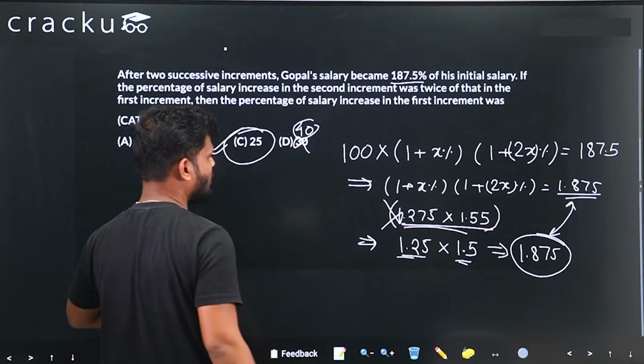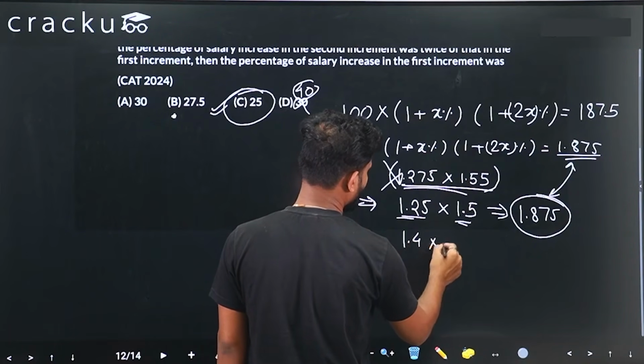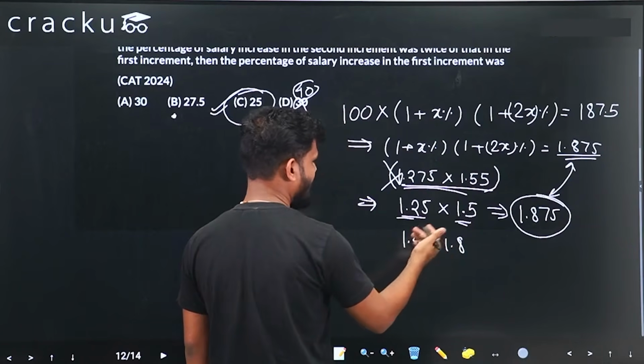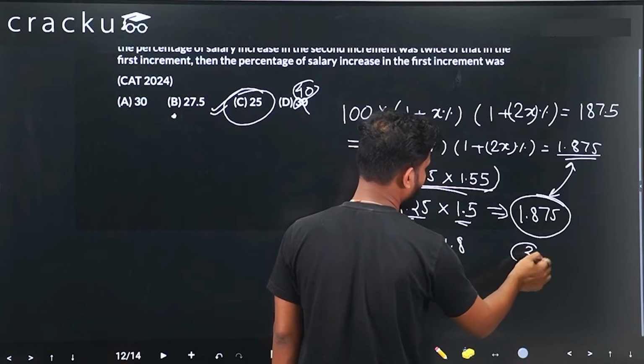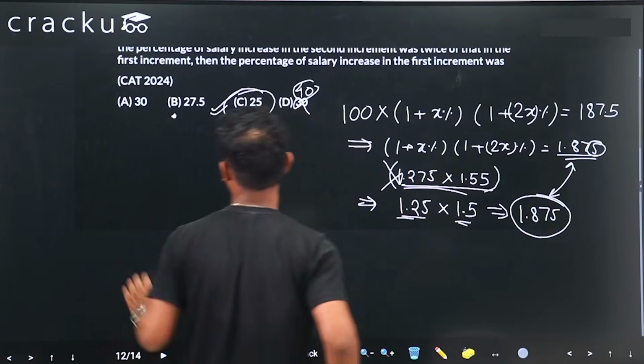Now option D was 40. So 1 plus x percent will be 1.4 and 1 plus 2x percent will be 1.8. So 8 into 4, the last digit will be 2. We want the last digit to be 5. Hence this is not the correct answer.